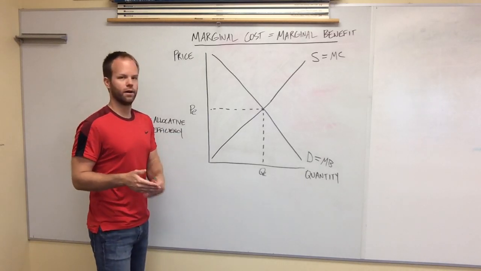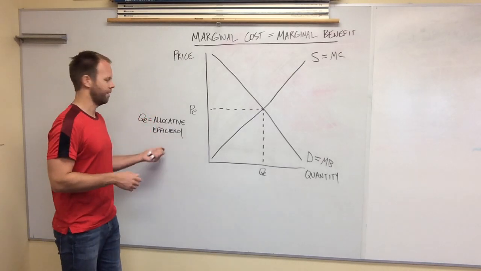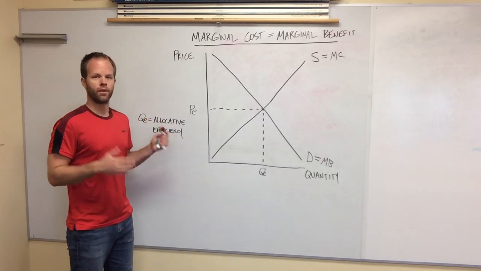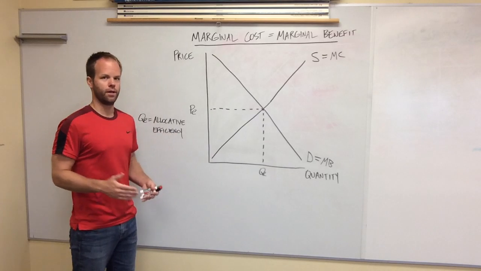Now, when marginal cost, the cost of producing one more thing, is equal to the marginal benefit, or the benefit to the consumer of consuming one more thing, then we have this idea of allocative efficiency, and this is why markets are so efficient.